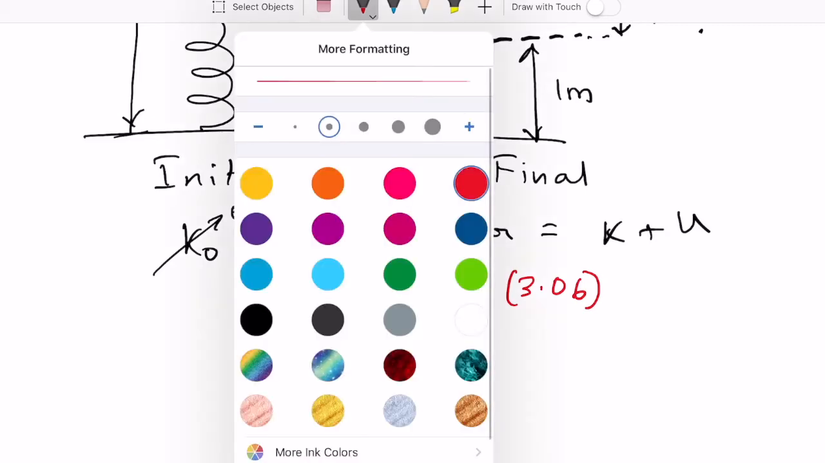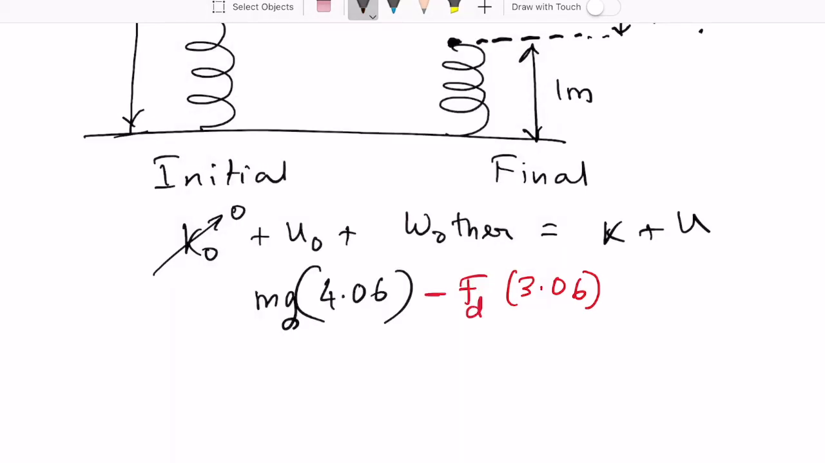Now we do the final configuration. So the kinetic energy after it comes to rest is obviously 0. What about potential energy? Notice that there are two types of potential energy involved here. There is gravitational potential energy because the object is at a certain height, and there is also spring potential energy because you've got a compressed spring in this example. So you have to take both of them into account.